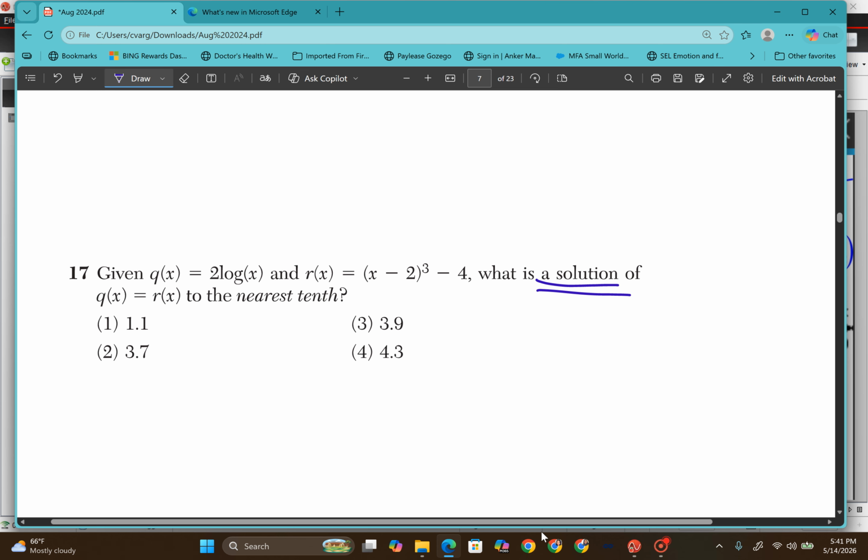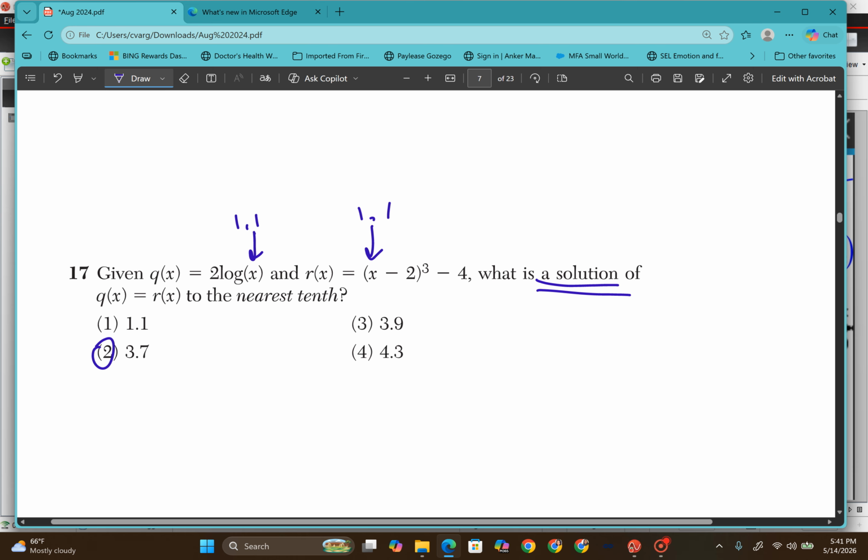You could either take 1.1 wherever you see an x, you can plug in 1.1 here and here, and then see if this is a true statement. If that doesn't work, then try the other one, and you're looking to see which one is the closest. And for that one, as you do it, you'll see that 3.7 is the one that works. So 3.7 is the answer.